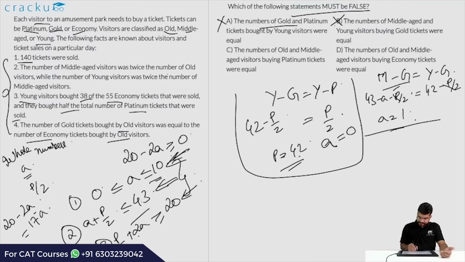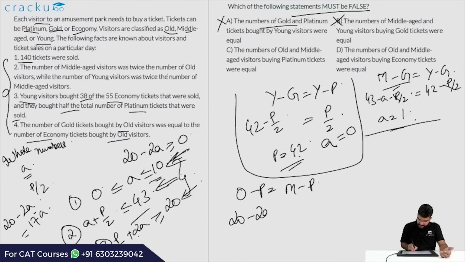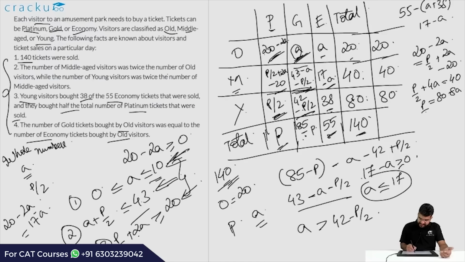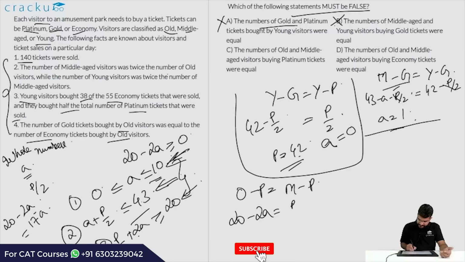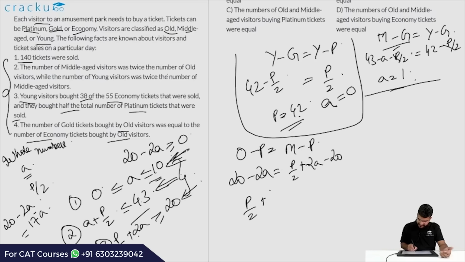Let us look at the third one. The number of old and middle-aged visitors buying platinum tickets were equal. That is, old P is equal to middle-aged P. Old P is 20 minus 2A, and middle-aged P is P by 2 plus 2A minus 20. If you simplify this, you will again get an equation which is P by 2 plus 4A is equal to 40. Again, this doesn't on its face contradict any of the inequalities that we are looking for.